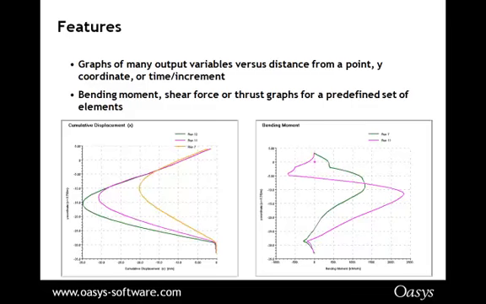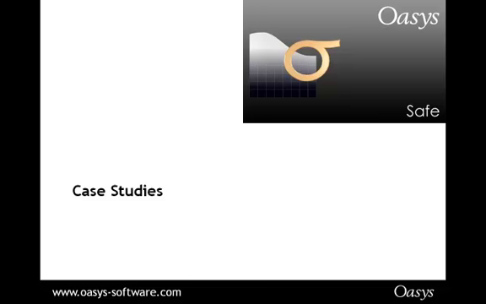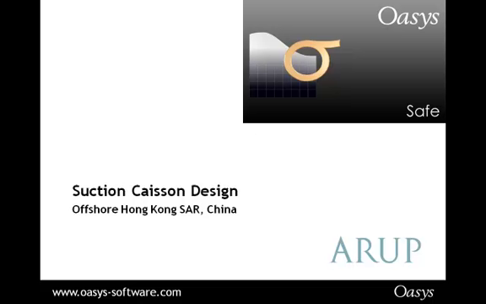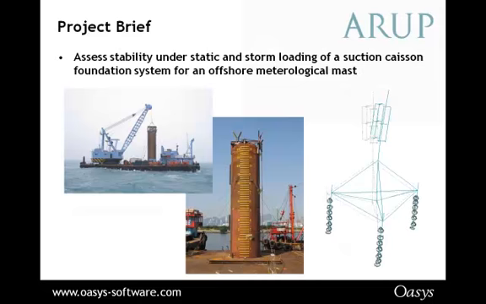Now we're going to go on to how SAFE is used in industry. I'm going to start with a job that Arup has been doing using Oasys SAFE. That's a suction casing design in Hong Kong, but done by the Arup team in Australia. SAFE is used to assist in the design of an offshore suction casing foundation system. It's for a meteorological mast, which has been proposed to collect wind data for wind farm development. Arup was responsible for assessing the stability under static and storm loading for a suction casing foundation system for an offshore meteorological mast.